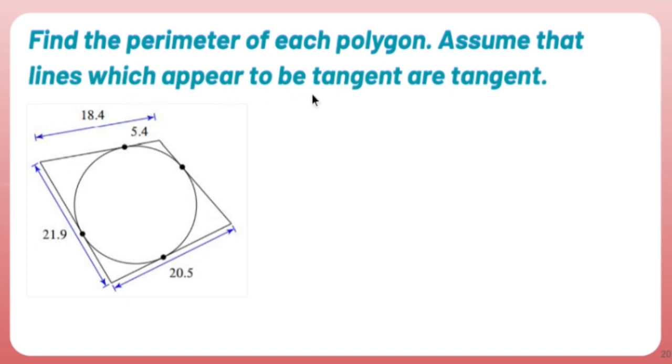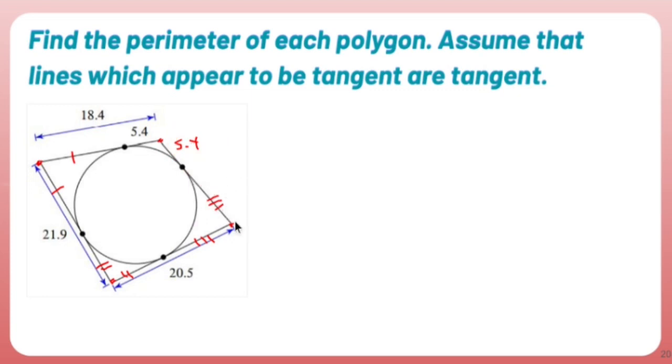If it tells us that lines which appear to be tangent are tangent, then we obviously care about tangents. Now, this is what we know about tangents that seem to meet at these points out here. Tangents that meet at a point in space are congruent, which means you guys are going to be congruent. You guys are going to be congruent. You guys are going to be congruent. And these two guys are going to be congruent. So I know you're 5.4.